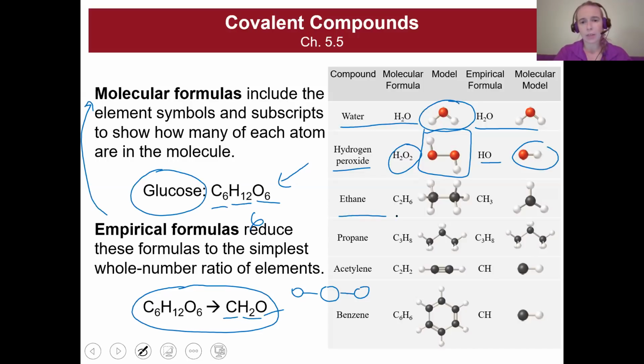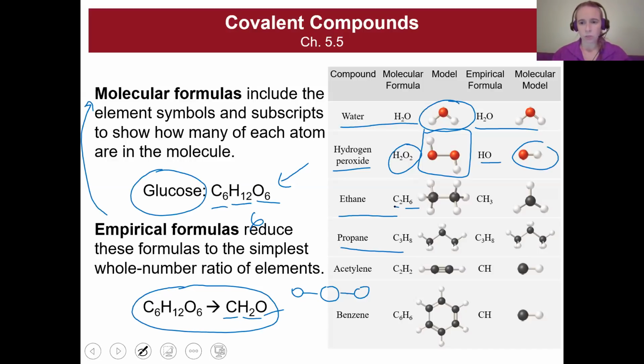And then we have ethane, which is 2 carbon atoms and 6 hydrogen atoms. Propane, which is 3 carbon atoms and 8 hydrogen atoms. We will talk a little bit more about those in a couple slides. Those are called organic molecules. They're specifically hydrocarbons because they're just made out of hydrogen and carbon.